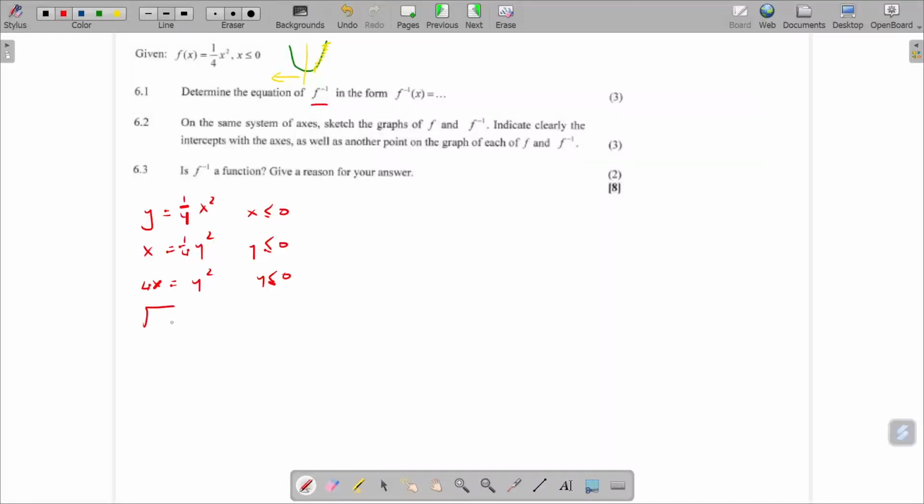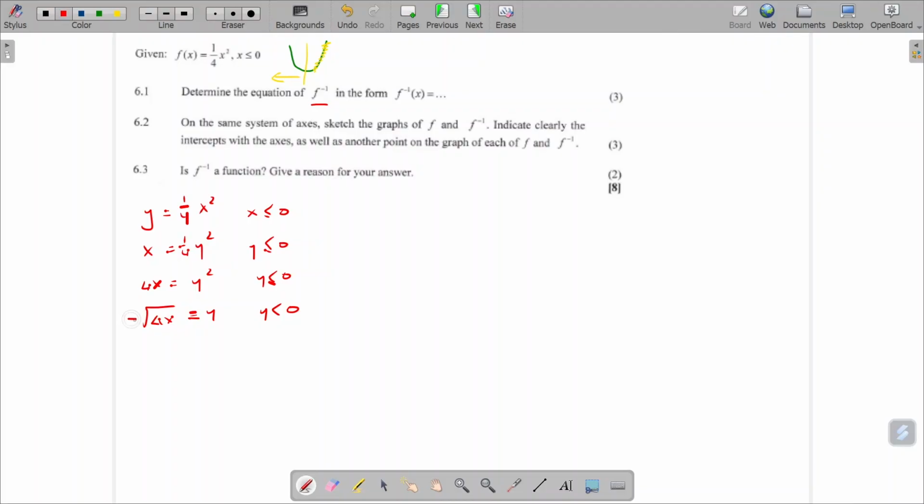Therefore, the square root of 4x equals y, y is less than naught. Now, we would need to put in the negative square root of x in this case because we want y to be less than or equal to naught.